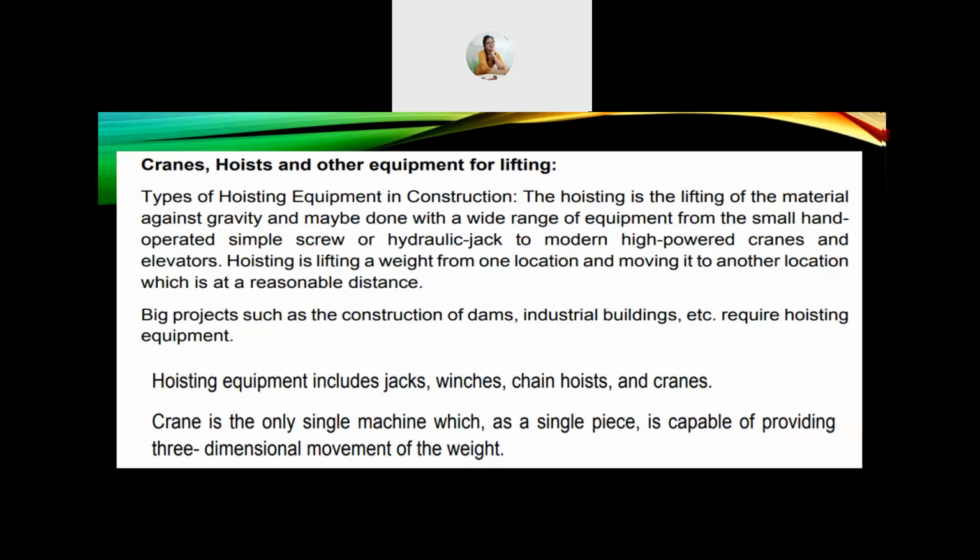Types of hoisting equipment in construction. Hoisting is the lifting of material against gravity and may be done with a wide range of equipment, from the small hand-operated simple screw or hydraulic jack to modern high-power cranes and elevators. Hoisting is lifting a weight from one location and moving it to another location at a reasonable distance. Big projects such as the construction of dams, industrial buildings, etc. require hoisting equipment. Hoisting equipment includes jacks, winches, chain hoists, and cranes.